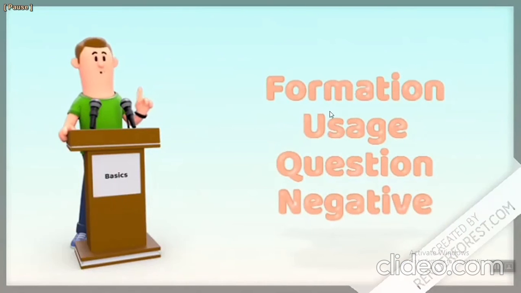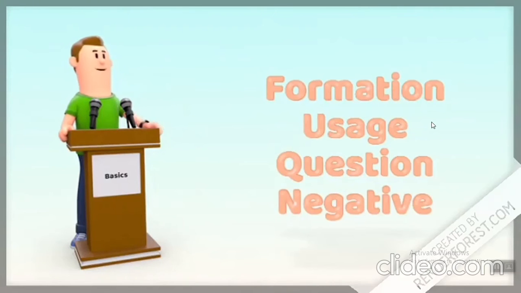Basics. We have four basics. We have four things we have to know about any tense. These things are formation, usage, question, and negative. Formation: we have to know how to form a sentence in this tense. Usage: when to use this tense. Question: how to make a question, and negative: how to make it negative. So let's just start. Let's know all of these things with some examples.